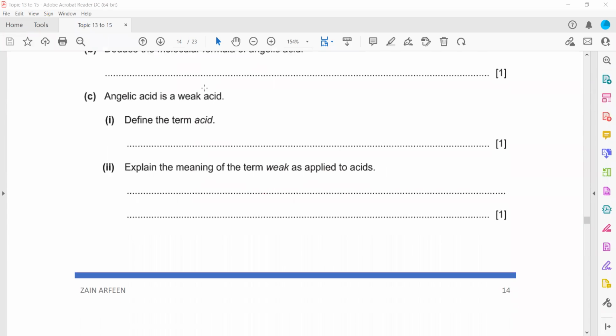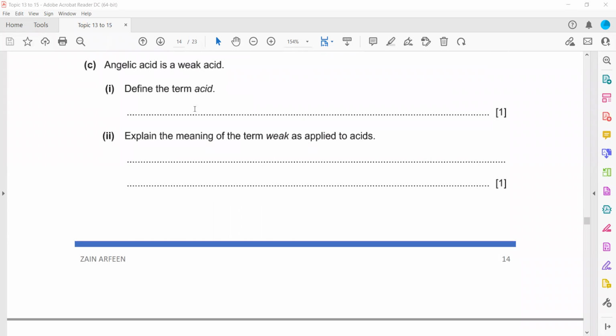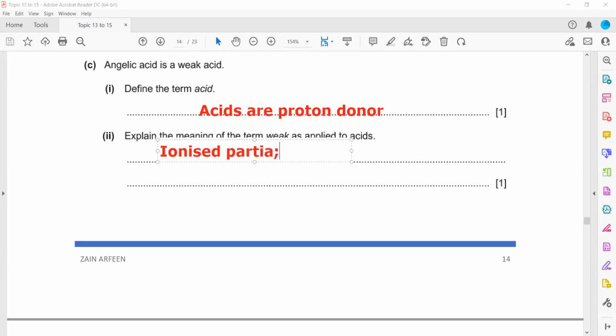Then define the term acid. What is the definition of acids? Acids are proton donors. The substance which gives a proton, or H+. Explain the term weak acid. A weak acid means it ionizes partially, like a small amount of the acid dissociates into ions.